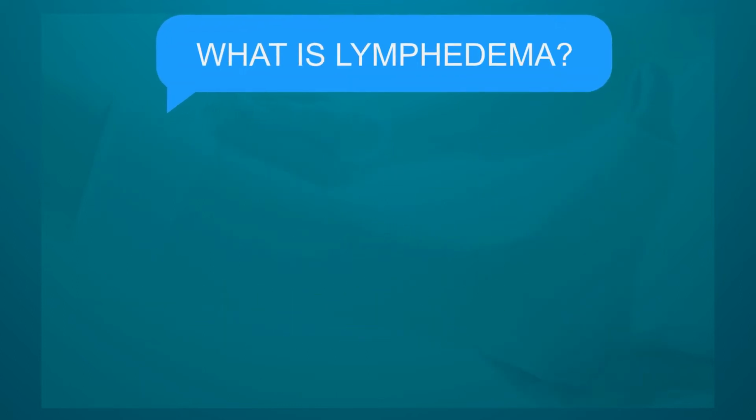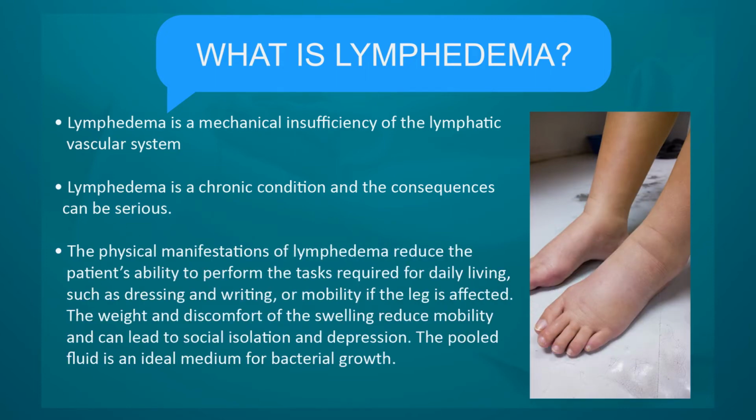What is lymphedema? Lymphedema is a mechanical insufficiency of the lymphatic vascular system. Lymphedema is a chronic condition and the consequences can be serious. The physical manifestations of lymphedema reduce the patient's ability to perform the tasks required for daily living, such as dressing and writing, or mobility if the leg is affected. The weight and discomfort of the swelling reduce mobility and can lead to social isolation and depression. The pooled fluid is an ideal medium for bacterial growth.